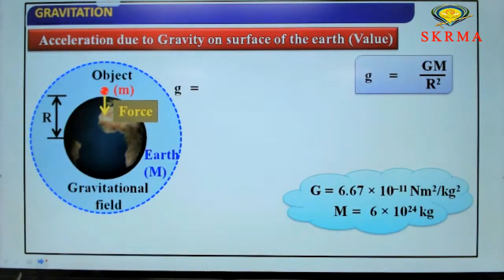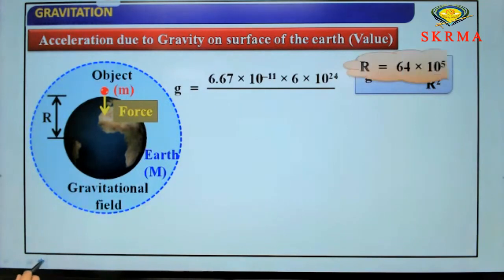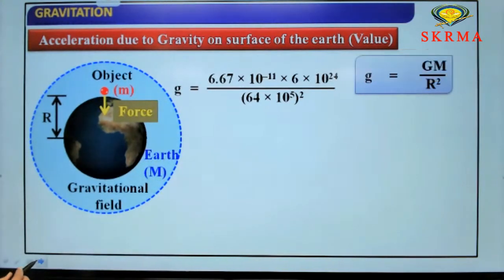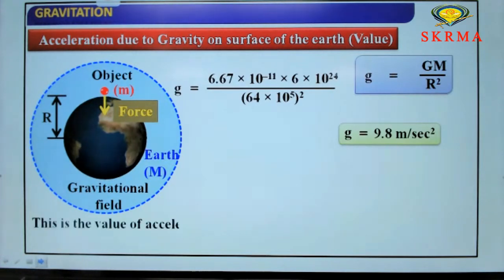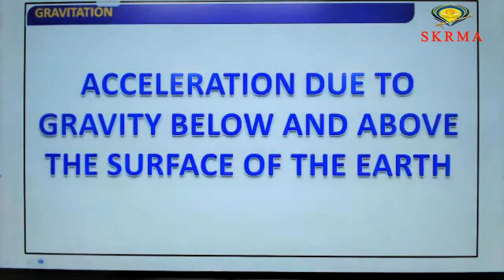You know what R is? The value of R is 6.4 into 10 power 6 meters, or 64 into 10 power 5 meters. If you substitute those constants, we obtain the g value of 9.8 meter per second square. That is the gravitational acceleration on the surface of Earth. On the surface of Earth, g is equal to 9.8 meter per second square.